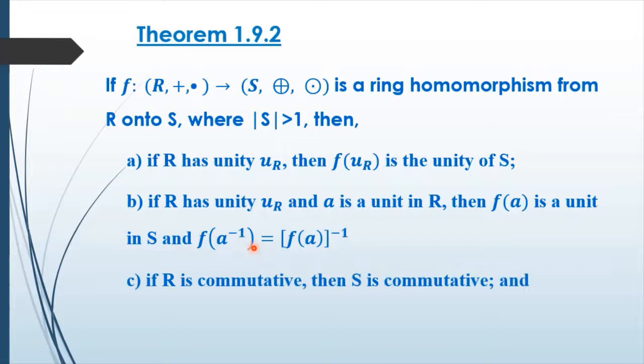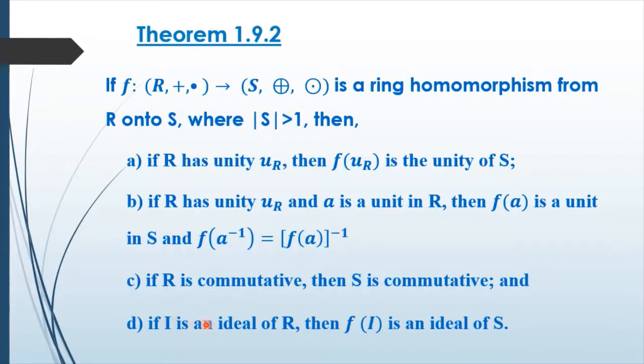If R is commutative, then S is also commutative. If I is an ideal of R, then f of I is an ideal of S. Here the number of elements in S is given to be greater than 1. Since if S has only one element, then it will be the additive identity only. So the number of elements in S should be greater than 1.